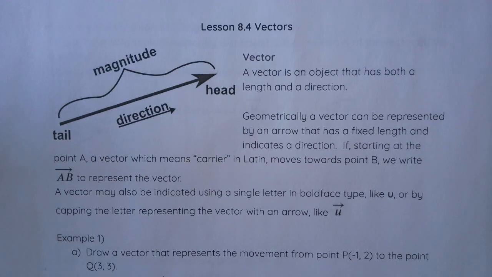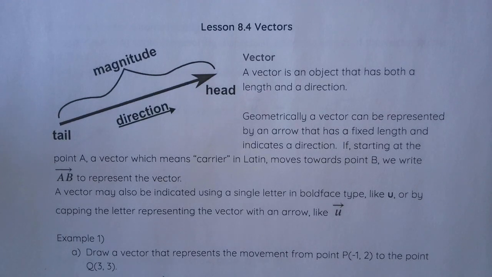In today's lesson, we're going to talk about vectors. A vector is defined as an object that has both a length and a direction. Geometrically, a vector can be represented by an arrow that has a fixed length and indicates a direction.